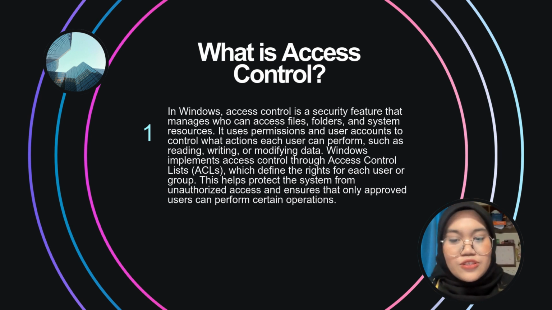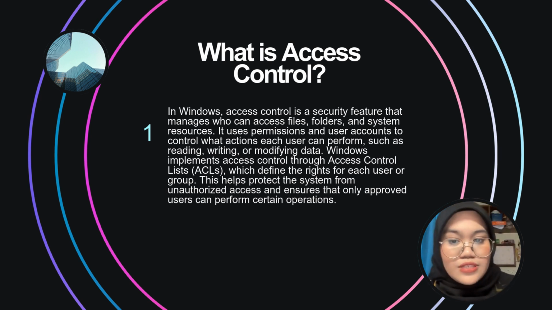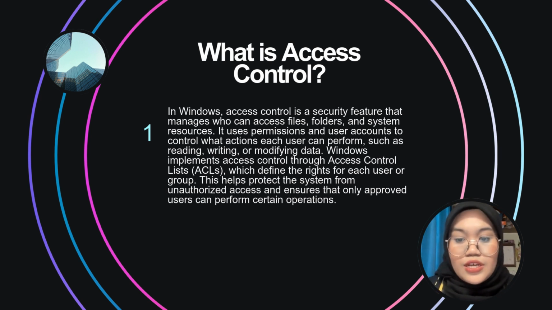What is access control? In Windows, access control is a security feature that manages who can access files, folders, and system resources. It uses permissions and user accounts to control what actions each user can perform, such as reading, writing, or modifying data. Windows implements access control through Access Control Lists (ACLs), which define the rights for each user or group. This helps protect the system from unauthorized access and ensures that only approved users can perform certain operations.